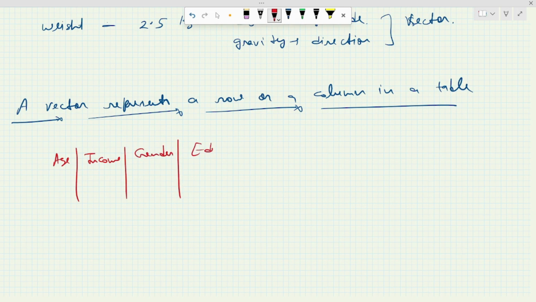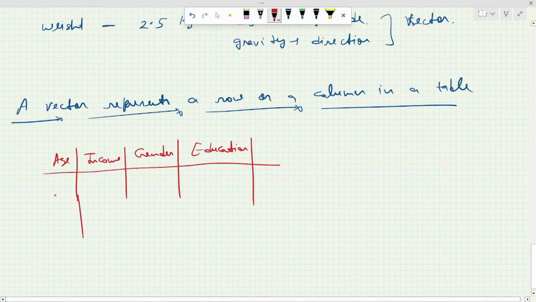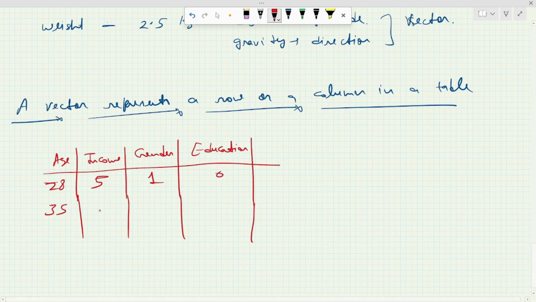I have an education column like this. And then we have some values here. Let's say 28 and 5, gender is 1, education is 0. Let's say I'm representing everything using numbers. We will see later on how to represent. So here I have maybe 35, here I am saying 4, here maybe 0, here maybe 1, like this.